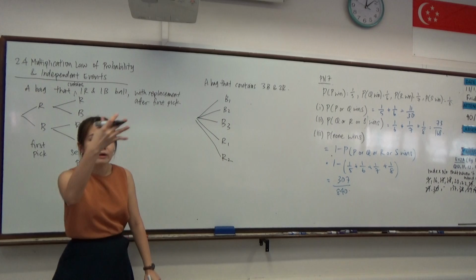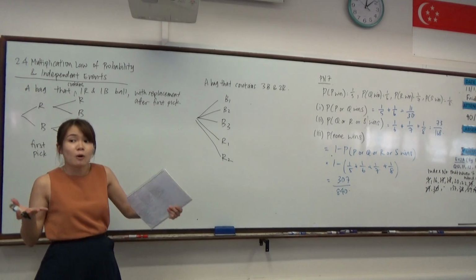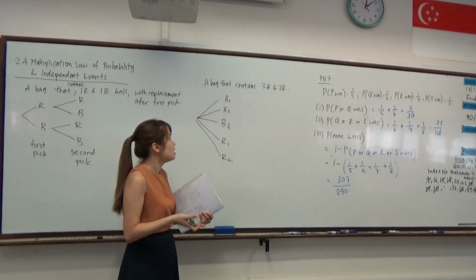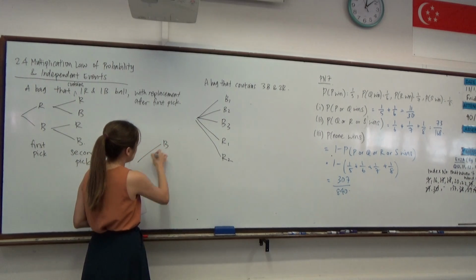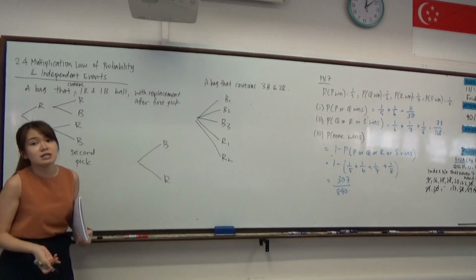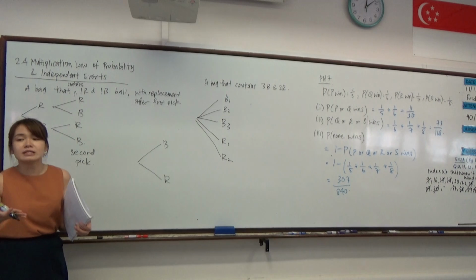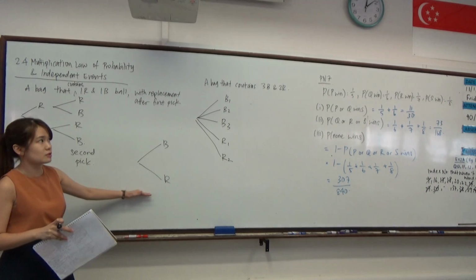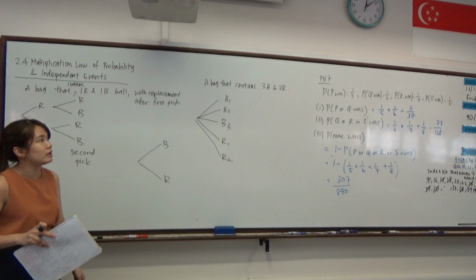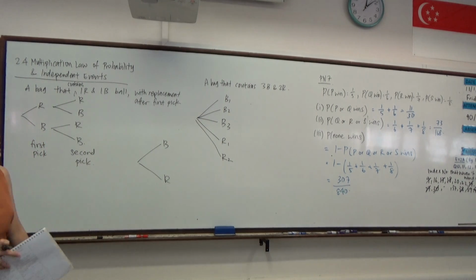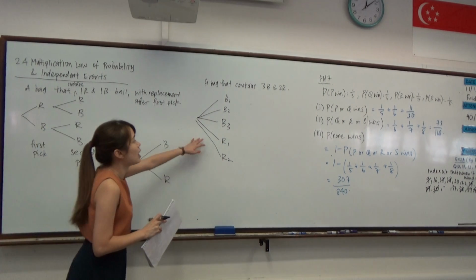I cannot just have blue and red, because from what we understand about tree diagrams, the probabilities are not equal. It's not a half chance. The probability of getting a blue ball in this case is 3 out of 5, and the probability of getting a red ball is 2 out of 5.